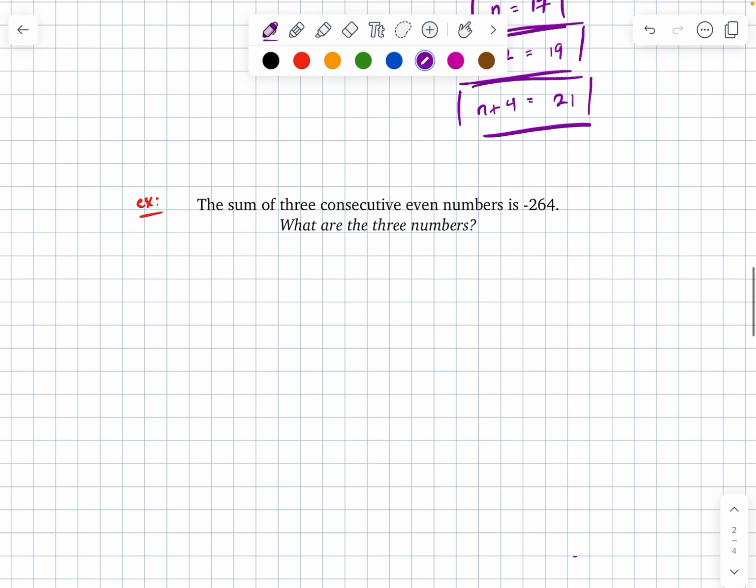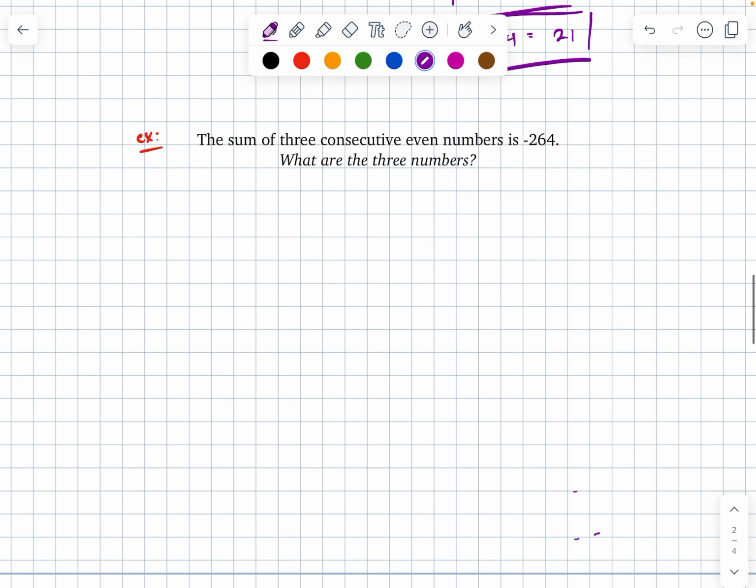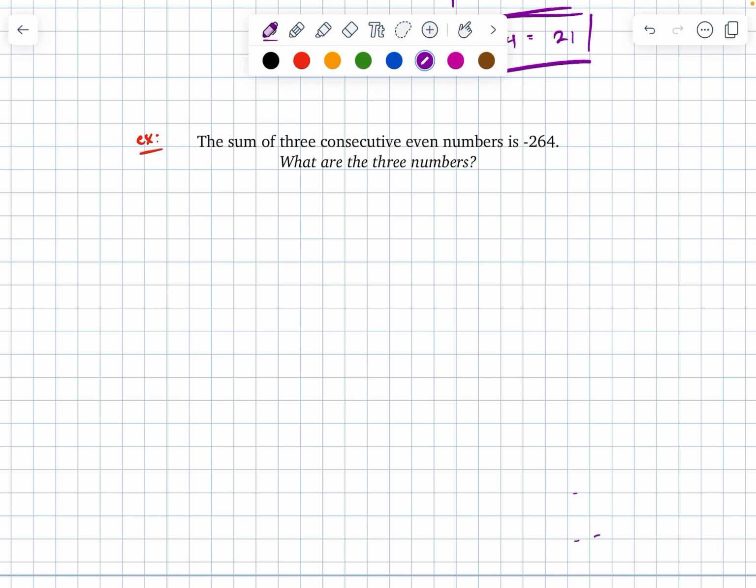Let's do another one, just to make sure it really sets in. Let's say that the sum of 3 consecutive even numbers this time is negative 264. What are the 3 numbers? The only question you have to ask yourself is, would anything change algebraically about the structure of the relationship between consecutive even numbers?